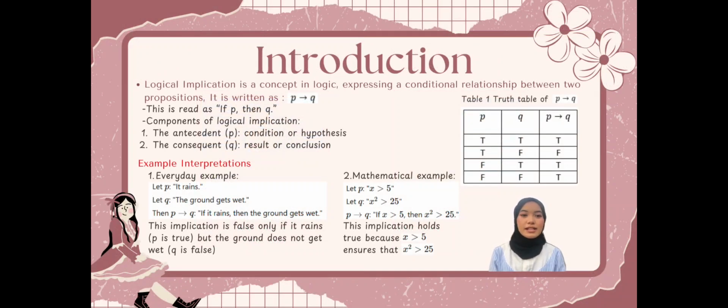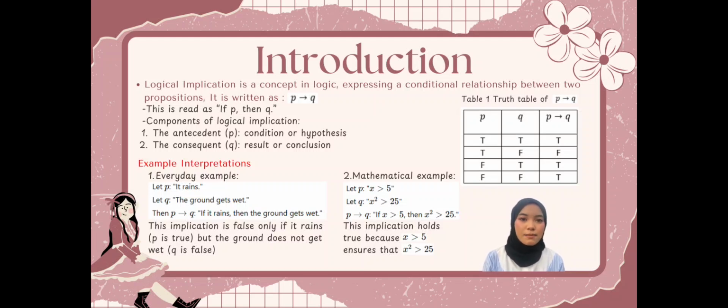Let's start by understanding the concept of logical implication. Logical implication is a key concept in logic used to express a conditional relationship between two propositions. It's written as P conditional Q, which means if P then Q. The components of logical implication include: first, the antecedent P, which is the condition or hypothesis. Second, the consequent Q, which is the result or conclusion.